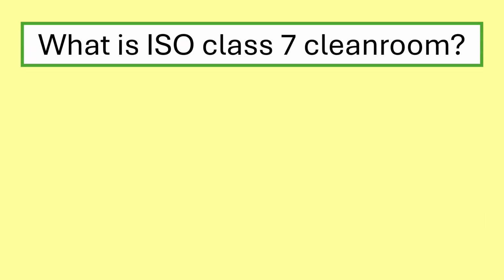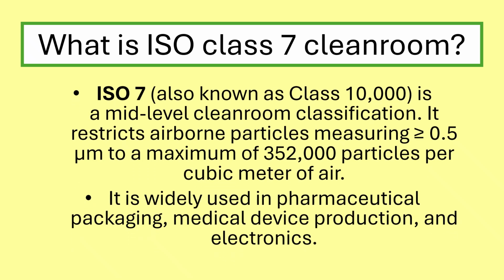Then what is ISO class 7 cleanroom? ISO 7, also known as class 10,000, is a mid-level cleanroom classification. It restricts airborne particles measuring greater than or equal to 0.5 micrometer to a maximum 352,000 particles per cubic meter of air. It is widely used in pharmaceutical packaging, medical device production, and electronics.